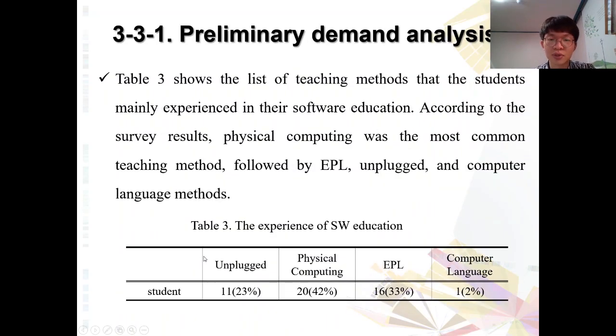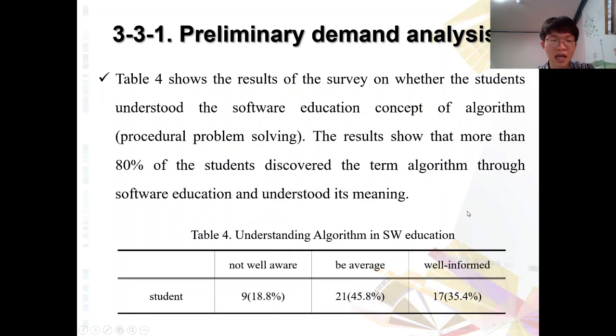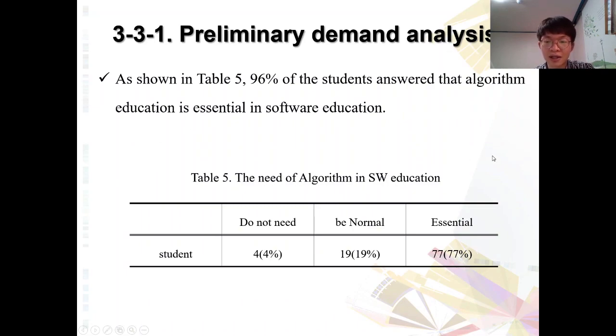Table 3 shows the list of teaching methods that the students mainly experience in their software education. According to the survey result, physical computing was the most common teaching method, followed by EPL, unplugged, and computer language. Table 4 shows the result of the survey on whether the students understood the software education concept of algorithm. The result shows that more than 80% of the students discovered the term algorithm through software education and understood its meaning. As shown in Table 5, 96% of the students answered that algorithm education is essential in software education.